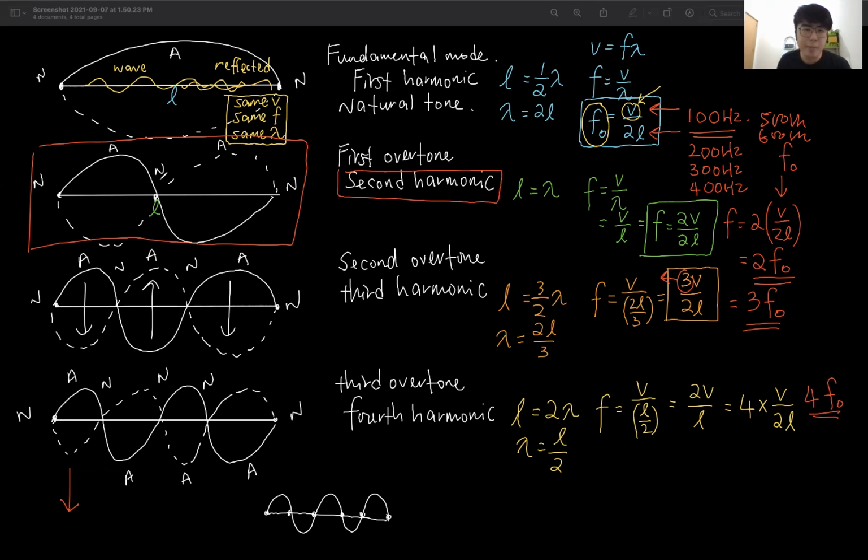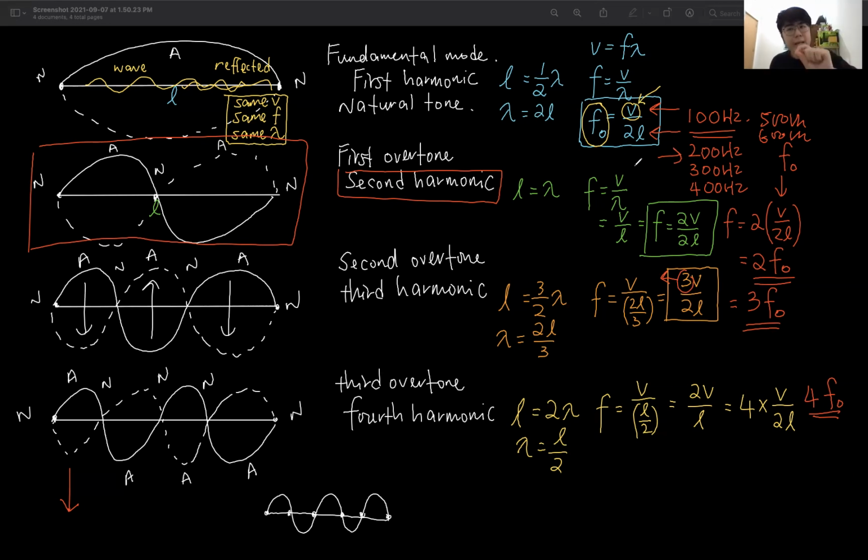How do I create it? I create it by pressing the string on the guitar neck, the fretboard. By pressing the string on the neck, I have created a note in the middle, that is the same as this second stationary wave. So by pressing the string on the guitar neck, I can create the second harmonic. I can hear the 200 hertz louder.